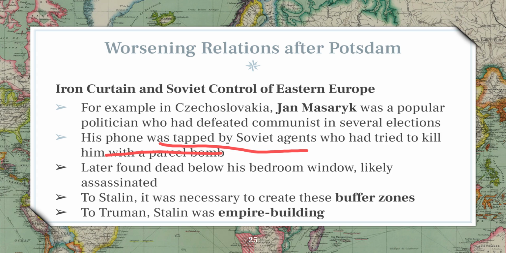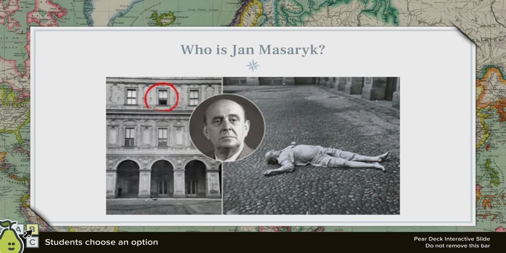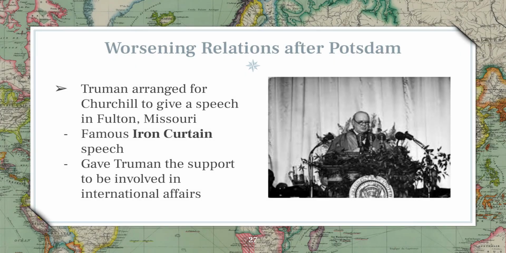So all these actions, to Stalin, he was saying that he needed them for his friendly buffer states to have influence over the Soviet Union. To Truman, Stalin was simply empire building, a tyrant who wanted to expand communism all throughout the world, to expand Soviet rule throughout all of Europe. And Stalin needed to be stopped. This is Jan Masaryk.